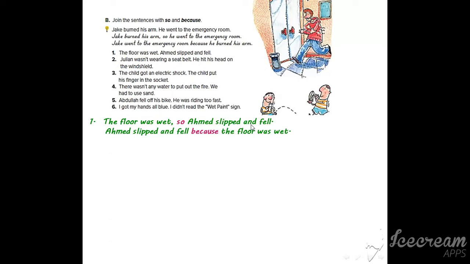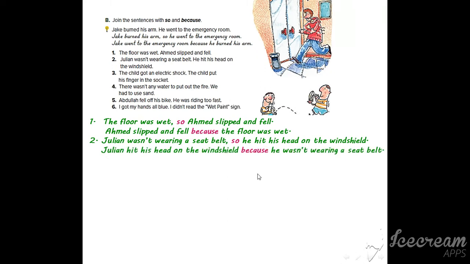Right? The second sentence. Julian wasn't wearing a seat belt. Julian, he hit his head on the wall shelf. Julian wasn't wearing seat belt, so he hit his head on the wall shelf. Julian hit his head on the wall shelf because he wasn't wearing his seat belt. And like this. Right? The third one.